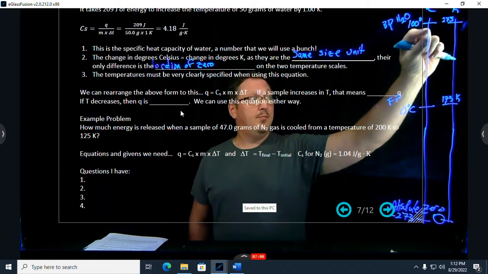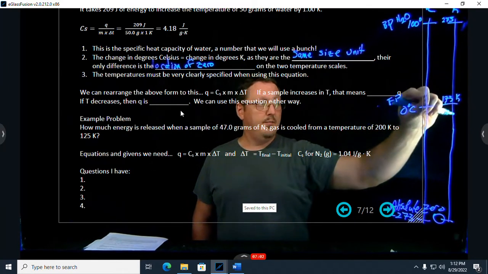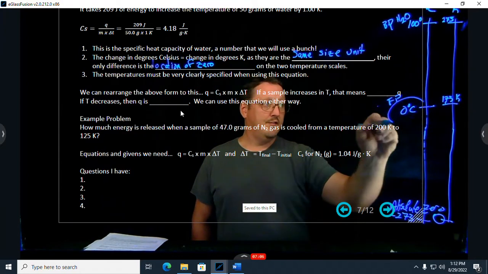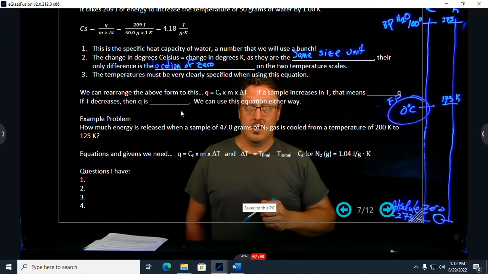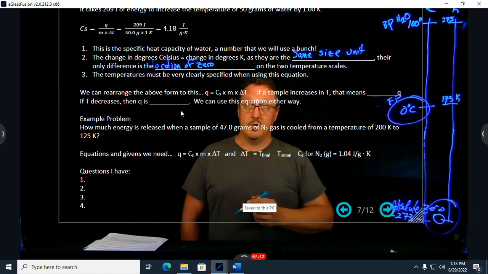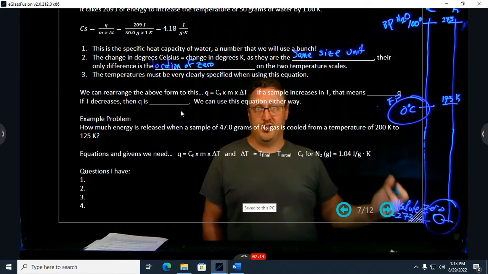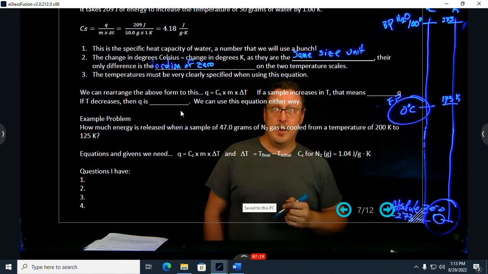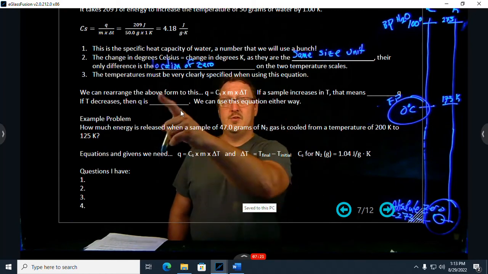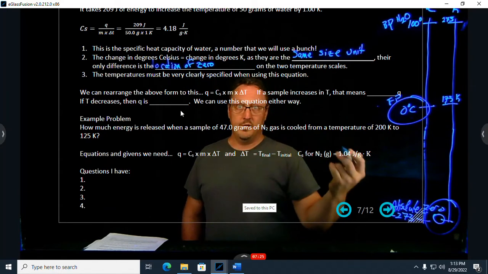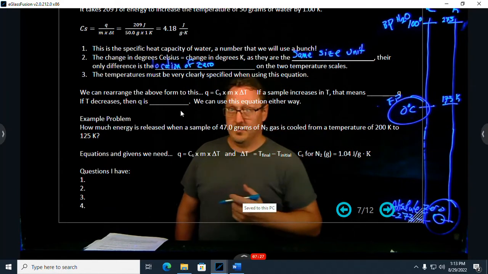They're the same size unit. Each unit is the same piece of temperature change, but the only real difference is that 0 on Celsius is where water freezes, and 0 on Kelvin is where absolute 0 is, and all molecular motion stops. Okay, so that's what this is, just to help you guys with that a little bit. And so the temperature must be very clearly specified when we use this equation. We've got to make sure that we're in one of those units and we're working through it to do what we need to do. Okay.